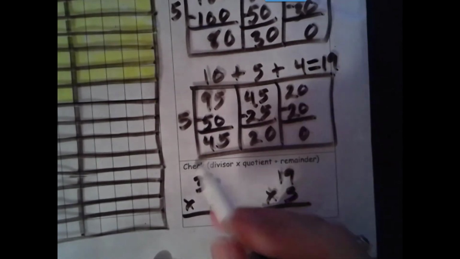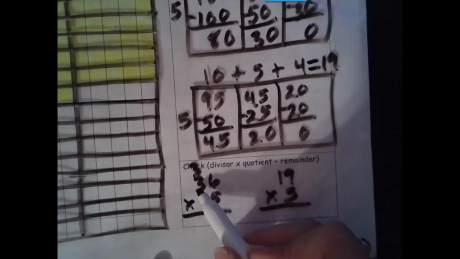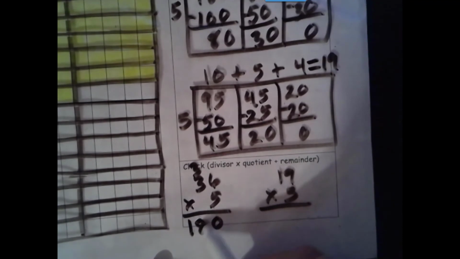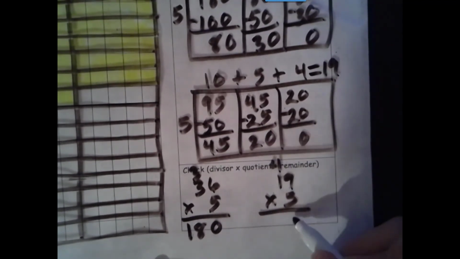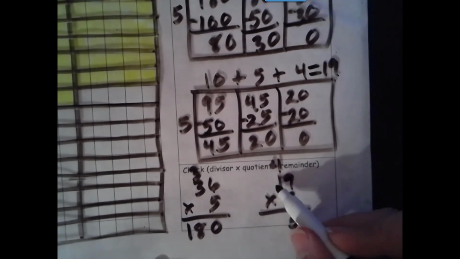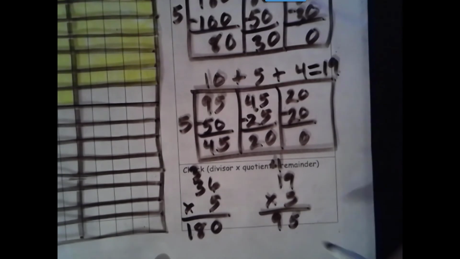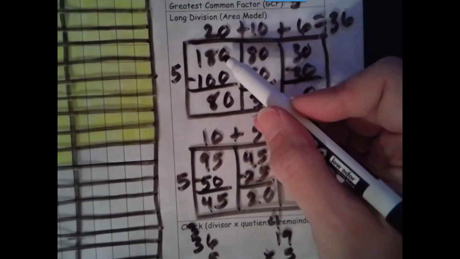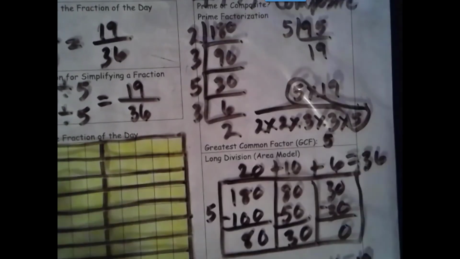5 groups of 6 is 30. 5 groups of 3 tenths is 15 tenths, plus 3 more is 18 tenths. 5 groups of 9 is 45. 5 groups of 10 is 5 tenths, plus 4 more is 9 tenths. 95 matches our dividend, check. 180 matches our dividend, check. So our numerator is definitely 19. And our denominator is definitely 36.